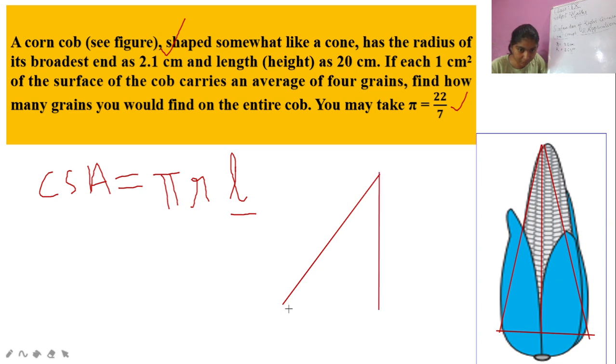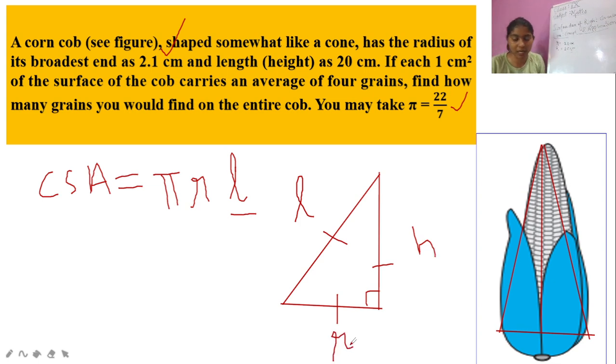So let me make a triangle for you. Do you know this is the Pythagoras theorem, right? So here is the slant height, this is the height, and this is the radius. Now use this Pythagoras theorem and calculate the slant height. We know that l square is equal to r square plus h square. So we will use this for calculating.